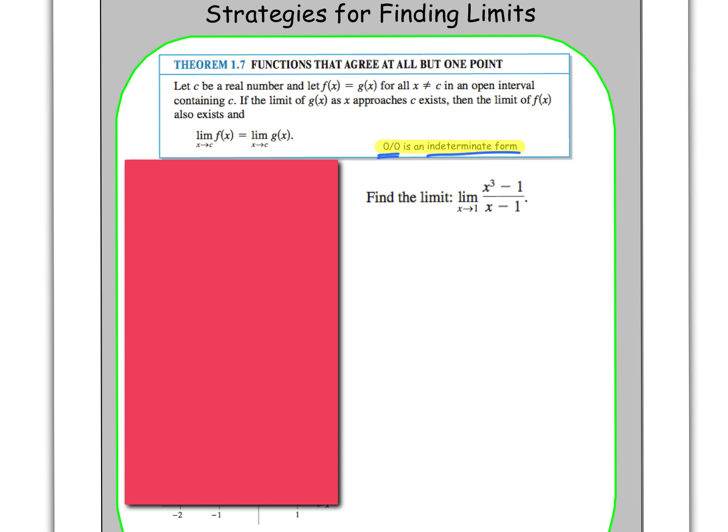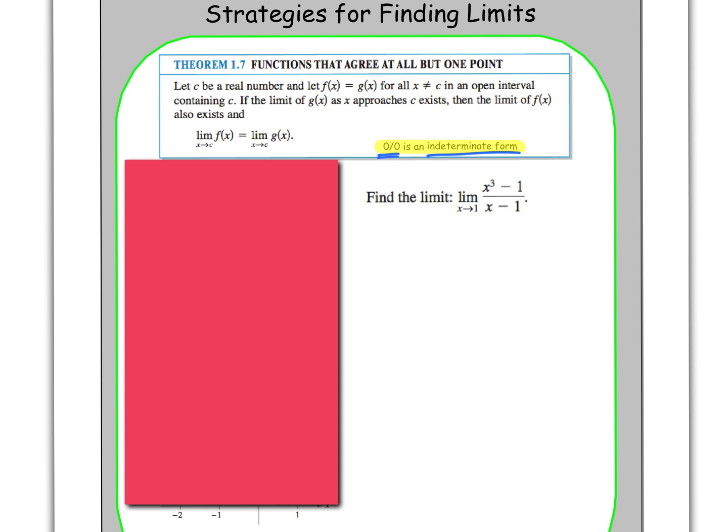So let's look at this one. Now I have the limit as x approaches 1 of x cubed minus 1 over x minus 1. And so if I substitute in 1, what happens? I get 0 over 0. So I got this indeterminate form. It's going to be a hole. So what do I need to do? I need to keep going.